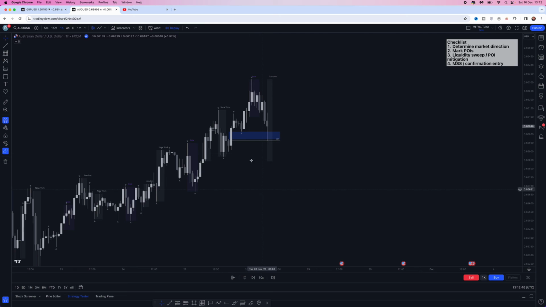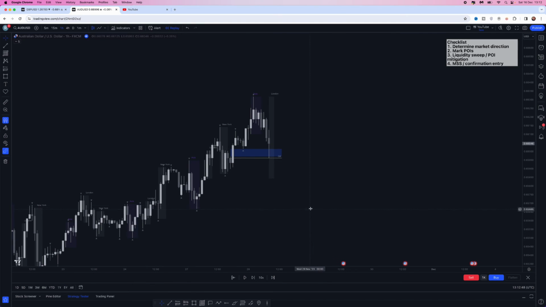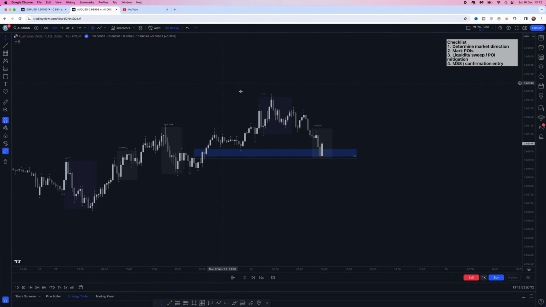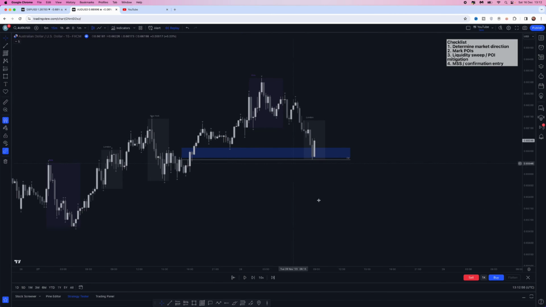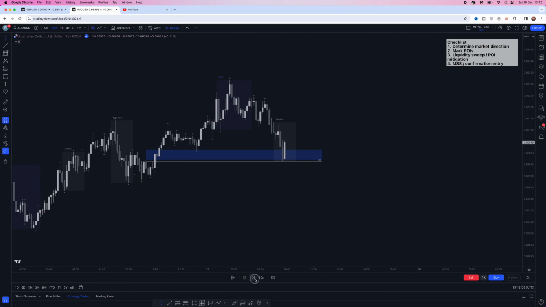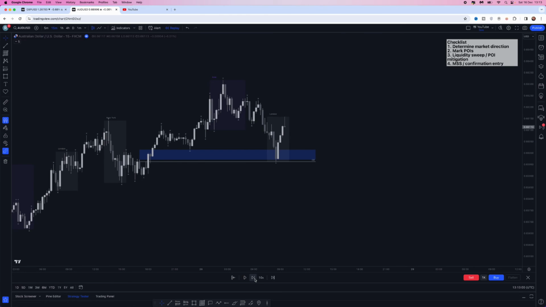So we are now tagging into our fair value gap and order block, and in this example what we're going to do is drop down onto the 15-minute chart. We're going to wait for our market structure shift. We've swept liquidity below the Asia lows, so let's see what happens once we start trading towards the upside.